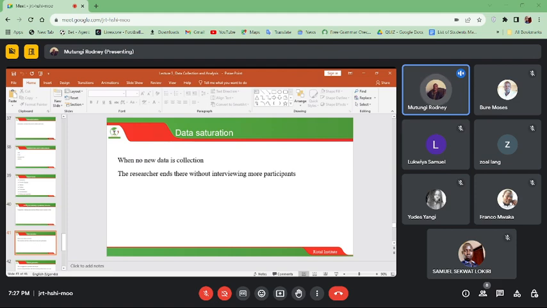Then another phenomenon that we need to know is data saturation. This normally happens when you are doing qualitative data collection. So you can be collecting data qualitatively from these respondents, but you reach a point whereby you cannot get any new data from them. Okay, they are repeating the same things that you had already captured. So then you have reached the stage of data saturation, and there you can stop your study.